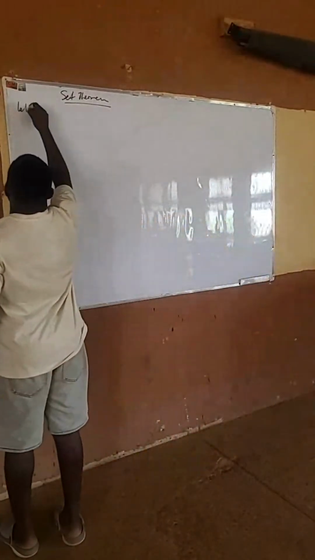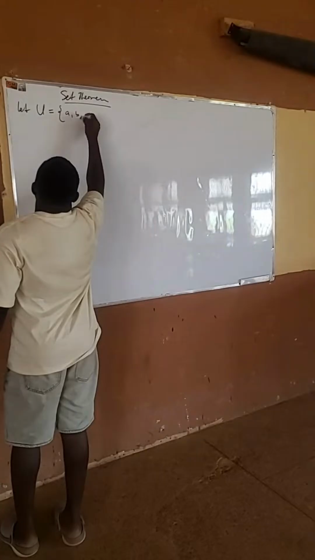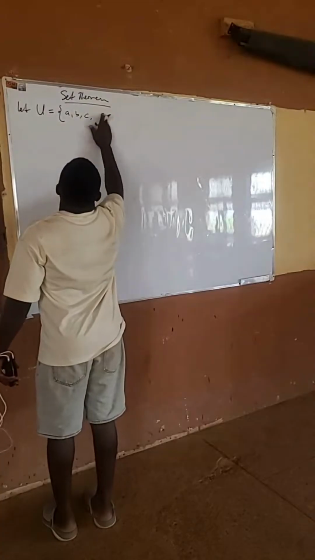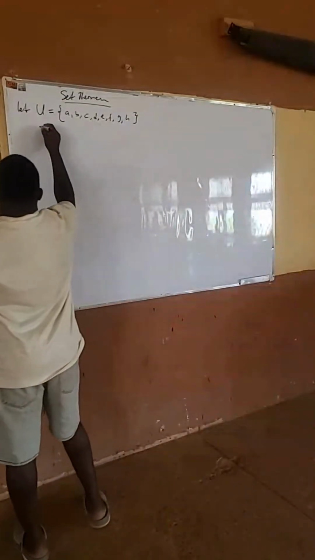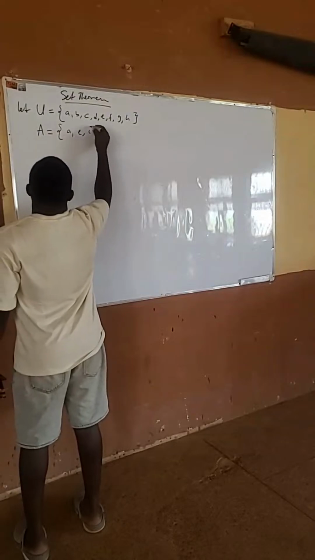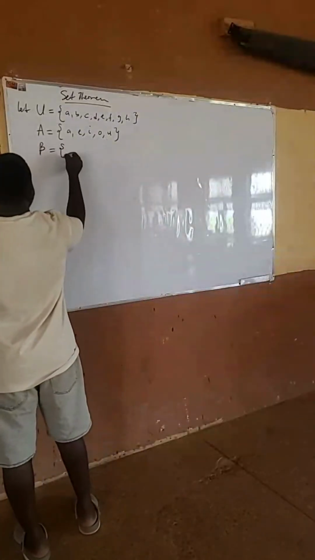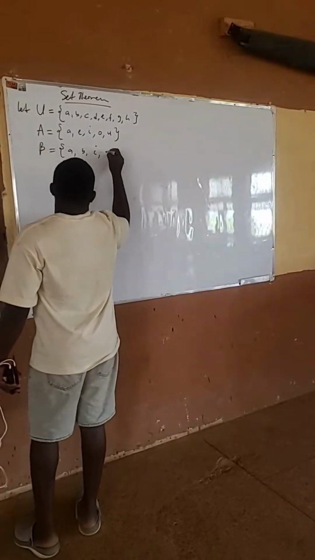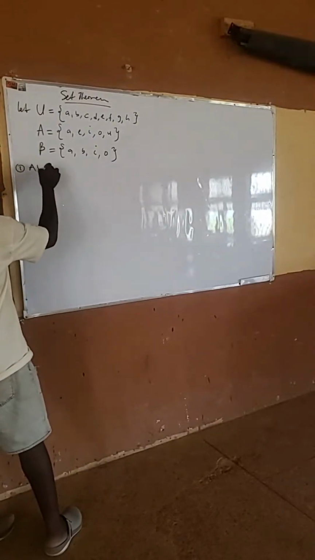So they say that let the universal set be equal to the set of A, B, C up to I. Okay, let's say A, B, C, D, E, F, G, H. And then I say that let A be equal to the set of A, E, I, O, and U, and then B be equal to A, B, I, O. Okay, so we have this. And then the first question here said we should find A union B.